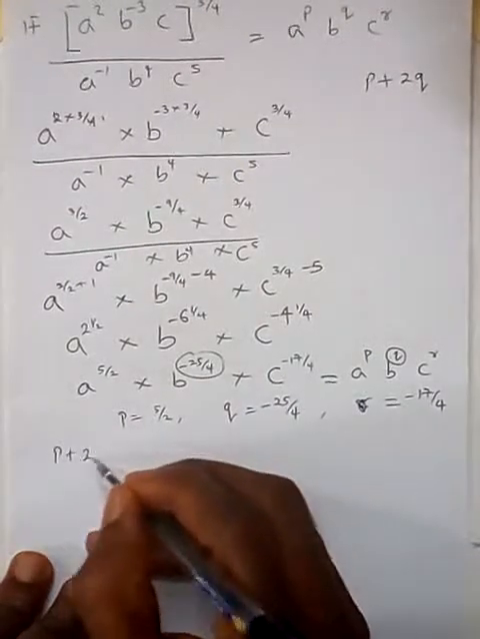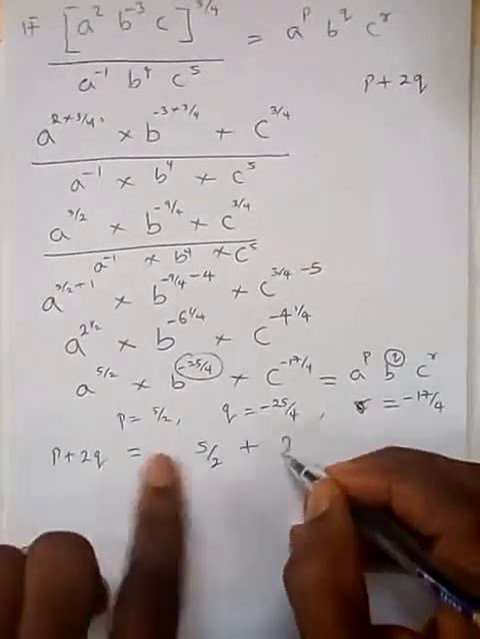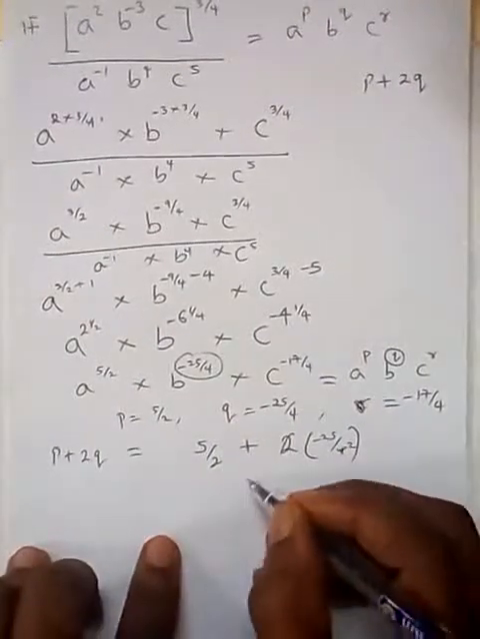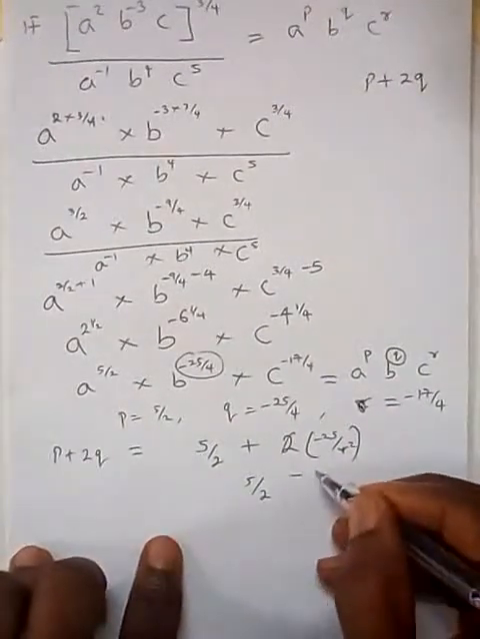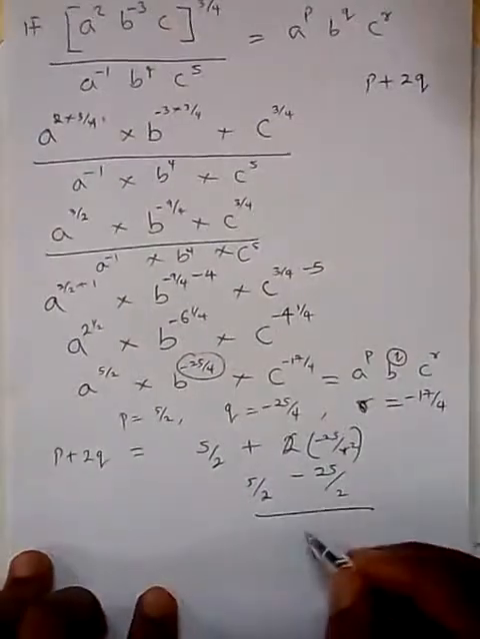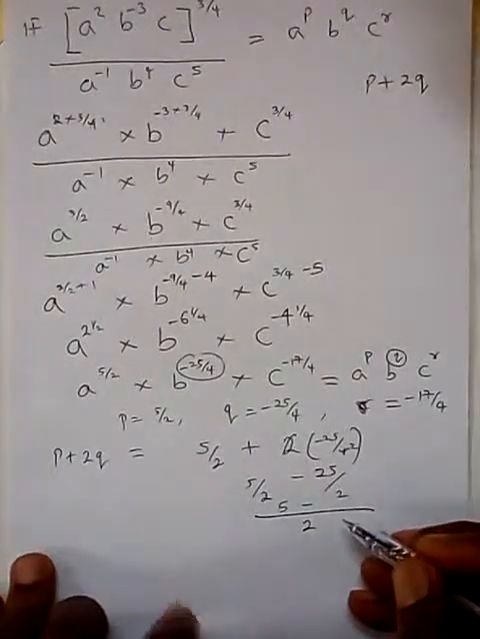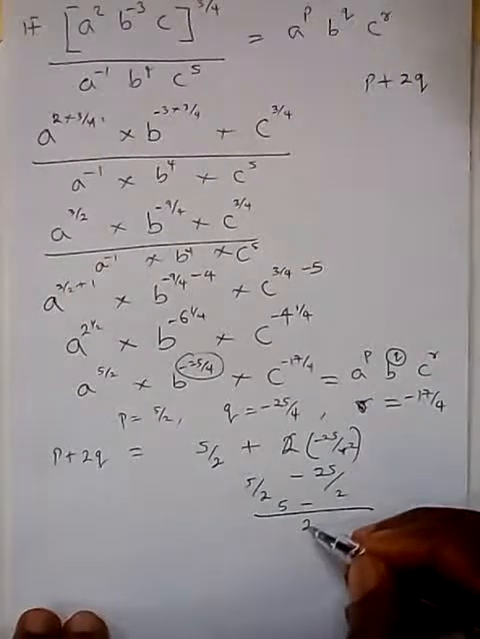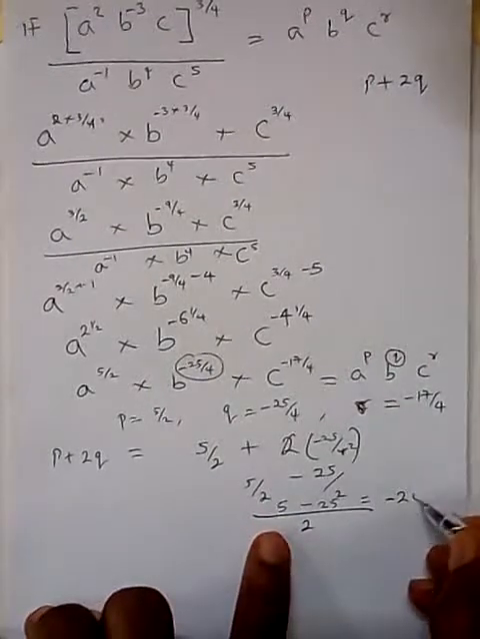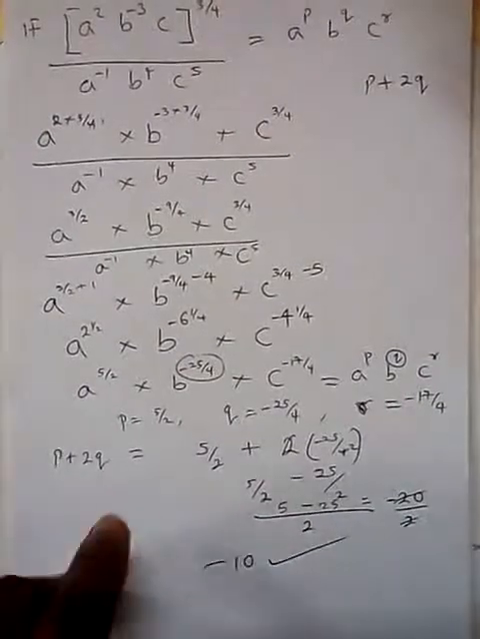So p plus 2q is simply 5 over 2, which is p, plus 2 of q, 2 of this is 2, so it's 5 over 2 minus 25 over 2. LCM here is 2, 5 minus this into this 125, which is minus 20 over 2, and that's minus 10. Wow.